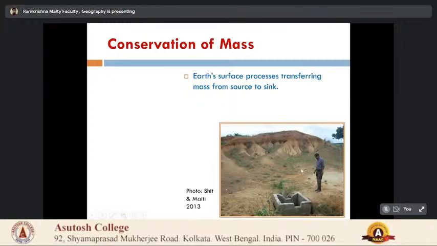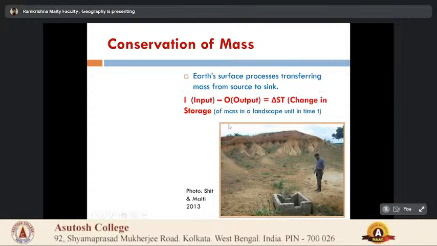So earth surface processes, we have already discussed, are only transferring materials, mass, from the source to sink. From the source areas, from Himalayas to the Ganga Delta, to the estuary. So everywhere there is the transfer of materials from one region to other, from higher elevation to lower elevation, according to the gradient. Okay? And when materials are being transferred, it means the landscapes are being changed. So this is a very fundamental understanding of geomorphic processes. That means landscapes are being changed by the transfer of materials from source to sink.